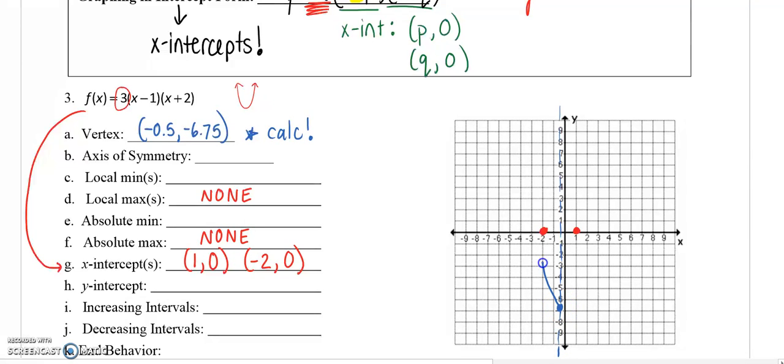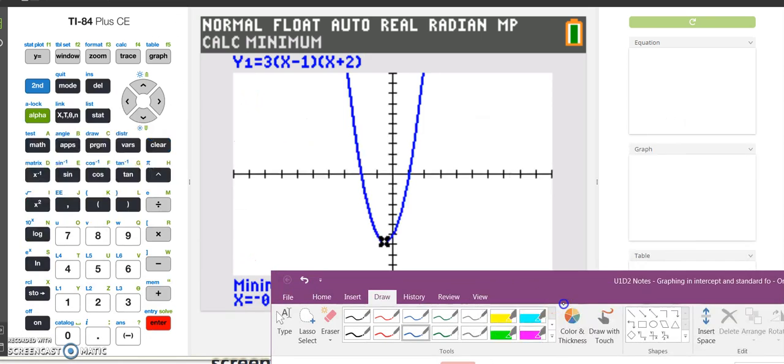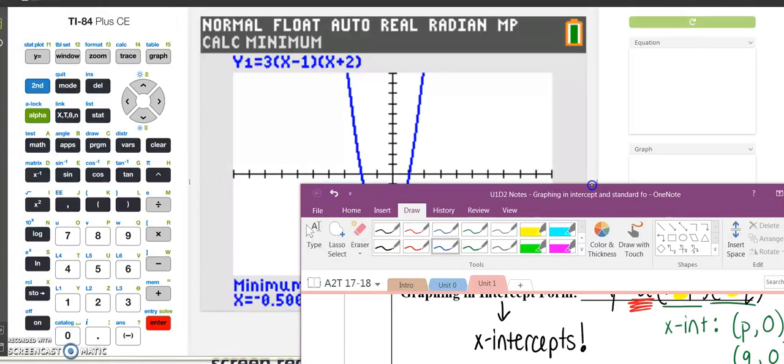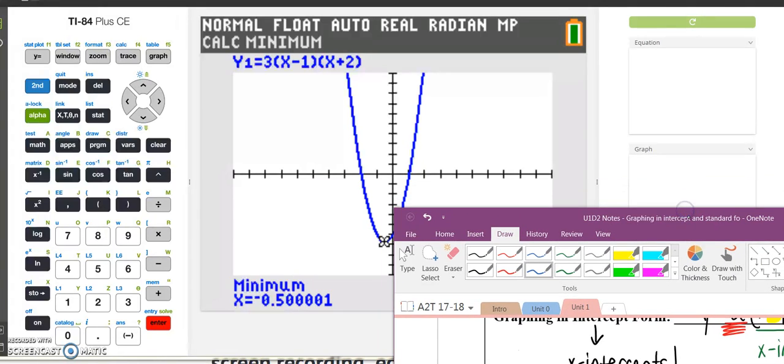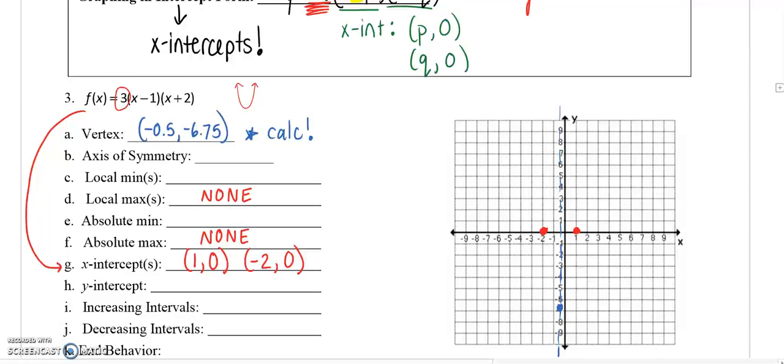Alright, and now that I have 3 points, I can actually draw my curve. Sorry about that. Okay. There's one piece. And there's my other piece.